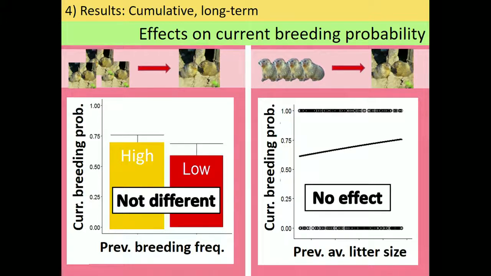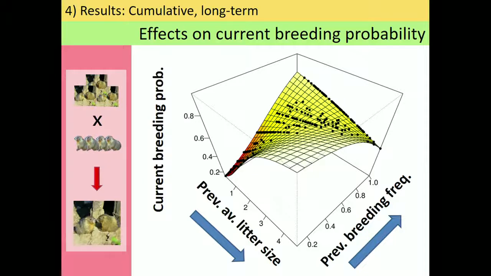However, now it gets interesting, because if you take the interaction of the 2 previous long-term cumulative variables, that's when we get this, and that's when things get exciting. So here I show you the current breeding probability on the z-axis, and on the x and y-axis you have the 2 previous cumulative long-term variables of previous average litter size and previous breeding frequency. The 3D surface shows you the model predictions of the generalized linear mixed model. And the colors indicate the values of current breeding probability.